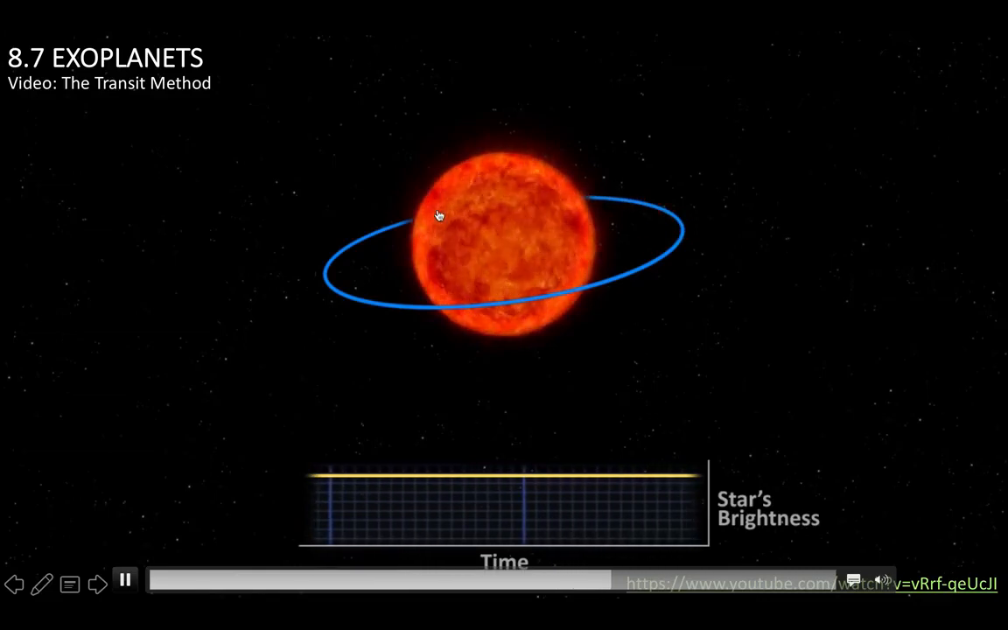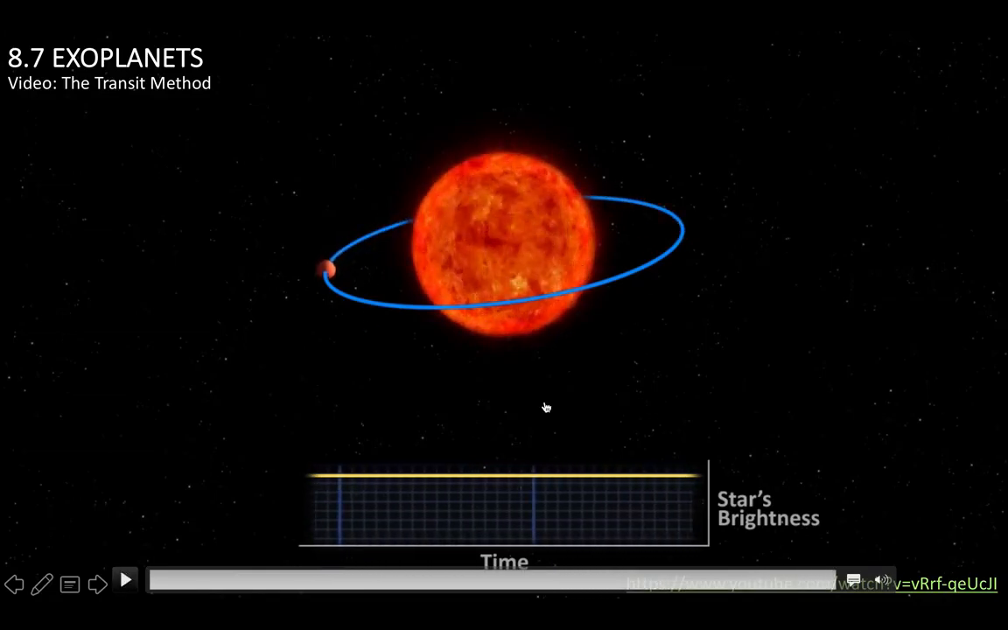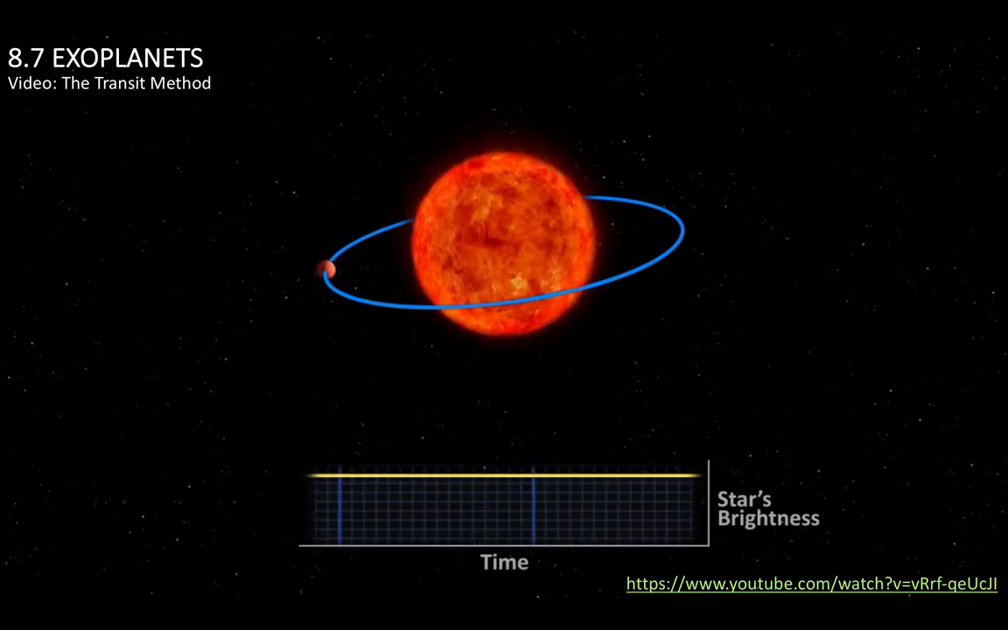And this will be periodic. We keep observing it and seeing it many times. And this is what we call the transit method. I hope it's clear. Well, it's a very effective method.